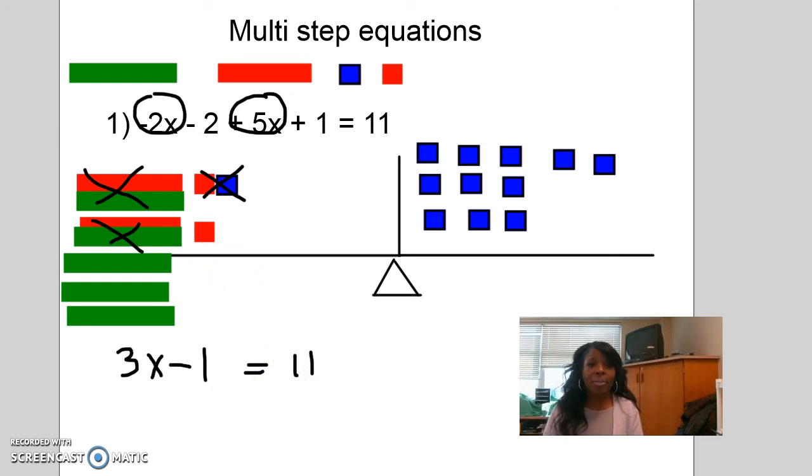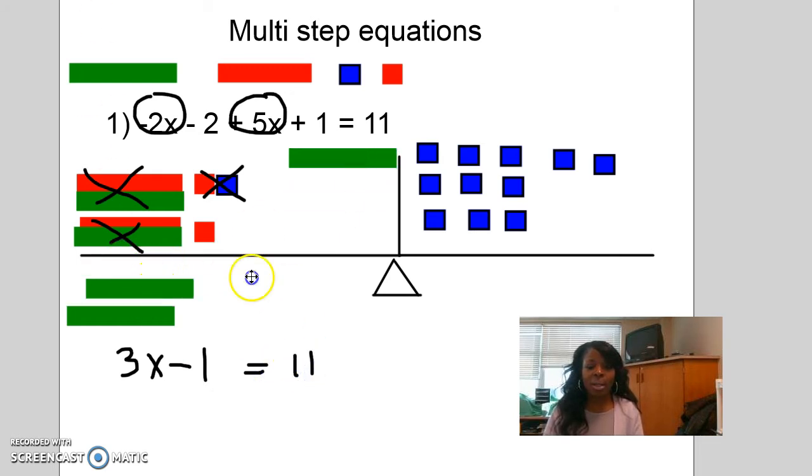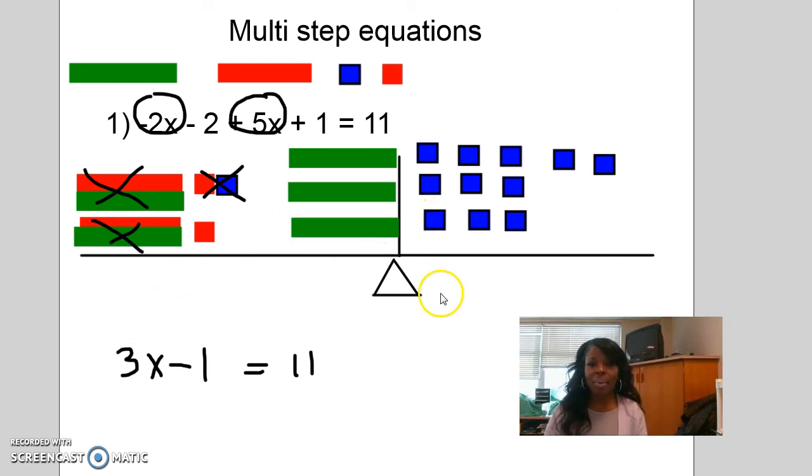All right, so what are we dealing with here? Let's move these over. 1, 2, 3 x's. And then we have 11 here, but we still have this 1x that has a negative 1 there, and we don't want that. Why? Because we're trying to find the value of each x. So we need to get rid of this negative 1. How do we get rid of it? By adding in a positive 1.